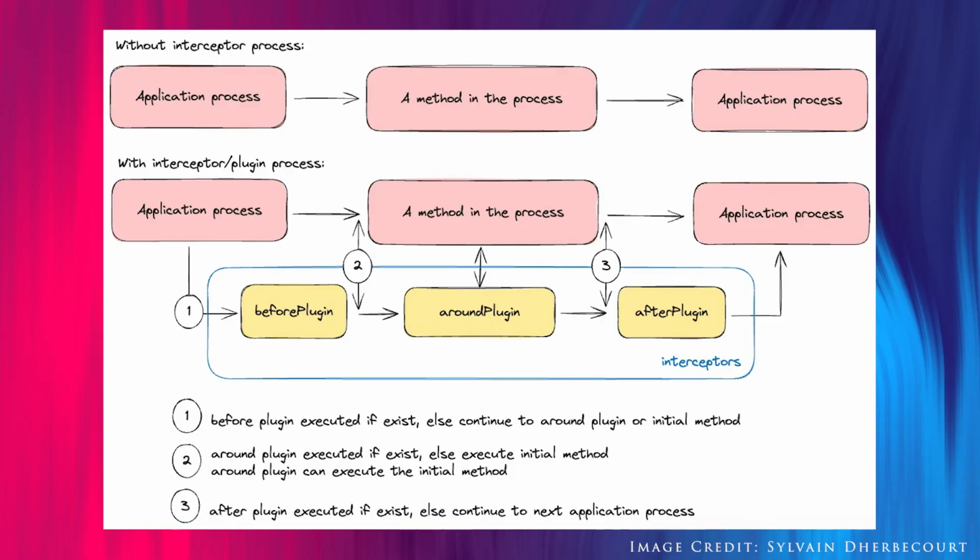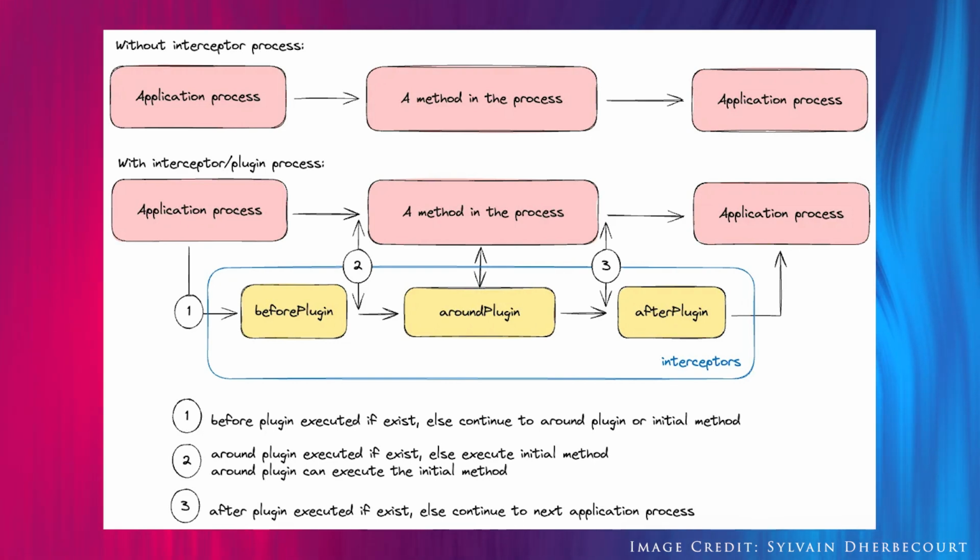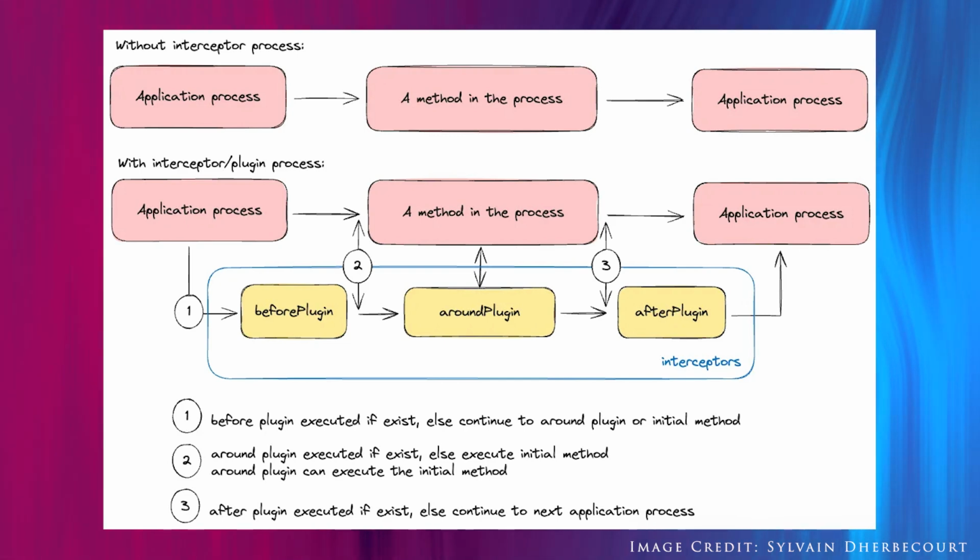So let's get started. A plugin or interceptor is a class that modifies the behavior of public class methods. It does this by intercepting a function call and running code before, after, or even around that function or method call. This means that you can substitute or extend the behavior of any public method without altering the original class itself.